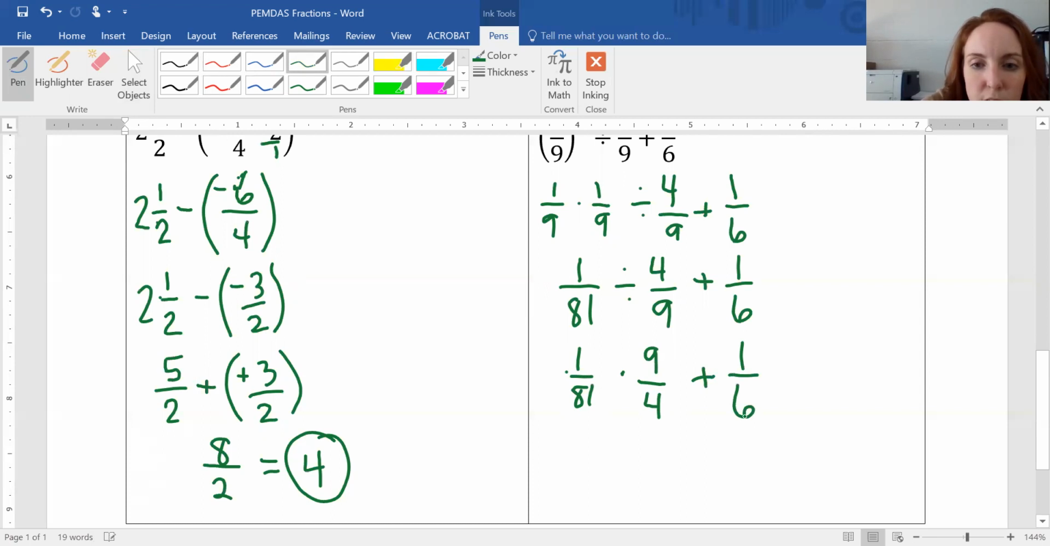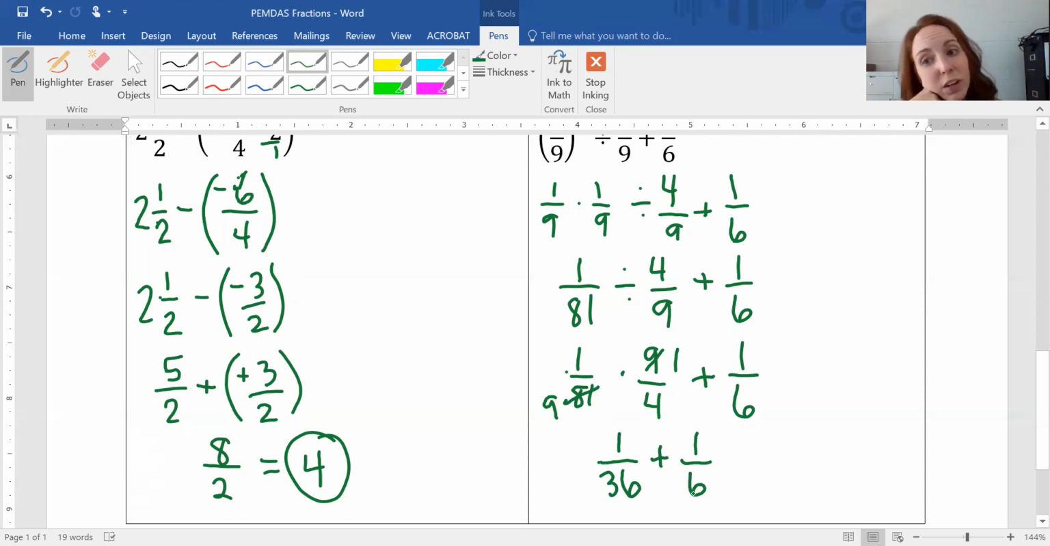Oh, I see something we can simplify. 9 is in the numerator, 81 is in the denominator. Both of those divide by 9. So 9 divided by 9 is 1. 81 divided by 9 is 9. Then we can multiply across. 1 and 9 times 4 is 36. And then bring down plus 1/6.